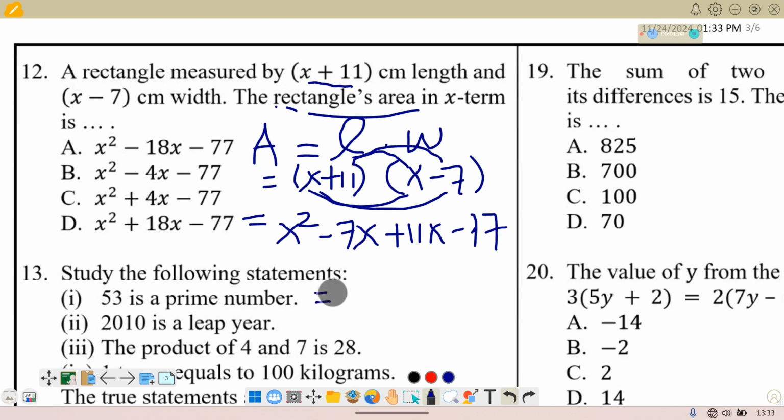Okay, according to this, can we make it simpler? Yes, of course. Let's try to combine all those like terms. Here we have minus 7x plus 11x equals plus 4x, minus 77. So the answer is option C.